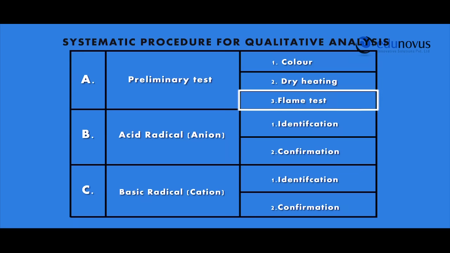Flame test. In the flame test, we need to prepare a paste by mixing the salt with the concentrated HCl. After the paste is prepared, it is introduced into the flame with the help of a platinum wire. Here, we take concentrated HCl because salts react with the concentrated HCl and form volatile chlorides which impart some color to the flame. Flame test gives us some reliable information about the presence of certain basic radicals.